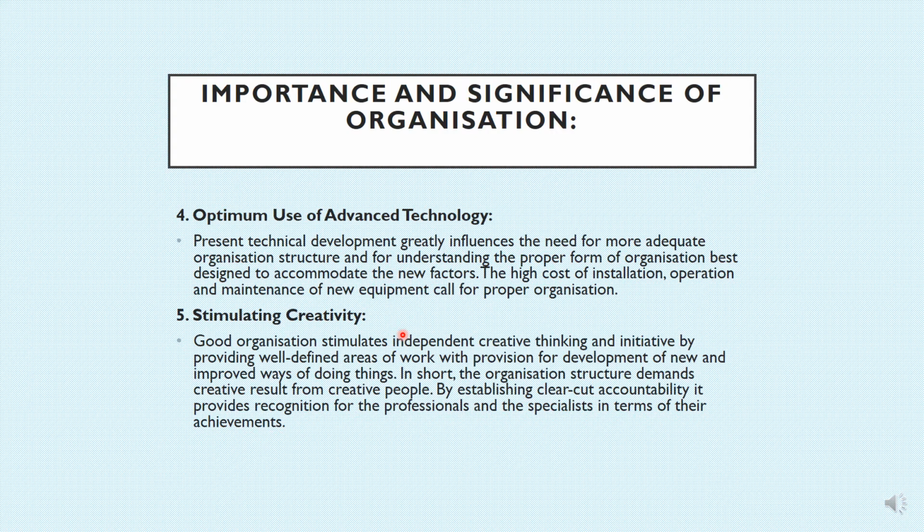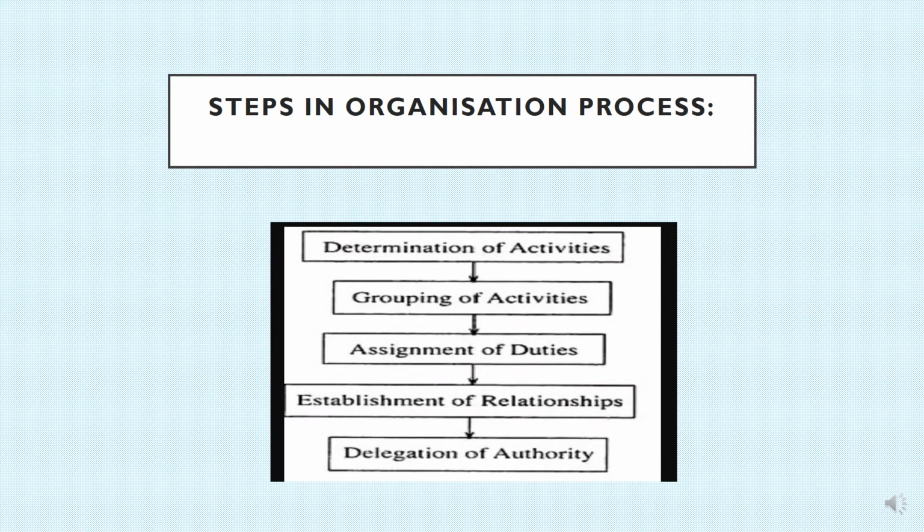So the inputs are important, the clearly defined structure is important for creativity. In short, the organization structure demands creative results from creative people. By establishing clear-cut accountability, it provides recognition for the professionals and specialists in terms of their achievements. Now we come to steps in the organization.